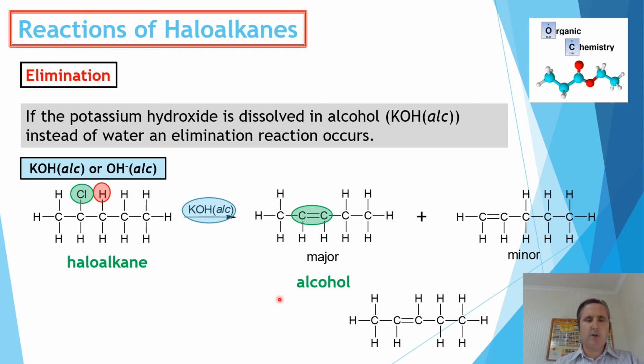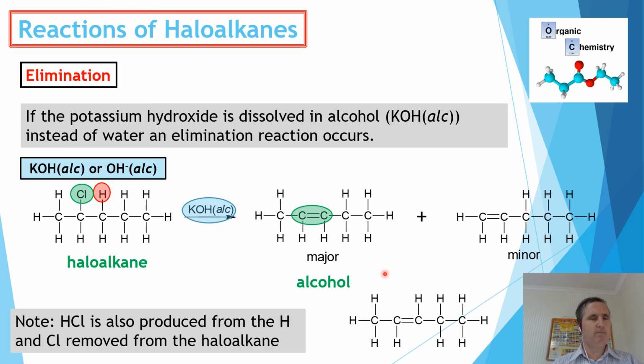So if you ever get a tricky question, is there something more that you need to know about it? Usually you just have to give the major product, but they might ask, could you identify all the products? So look out for that if they're asking you tricky questions. So notice here also that the HCl has been removed, so it's going to produce hydrochloric acid as well.